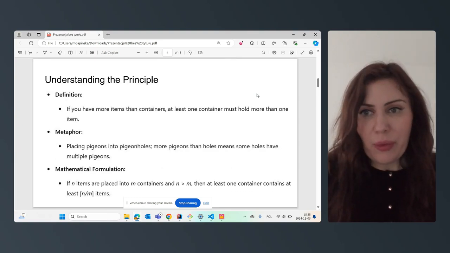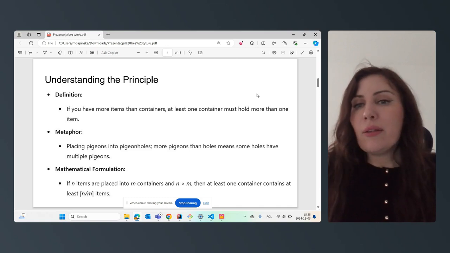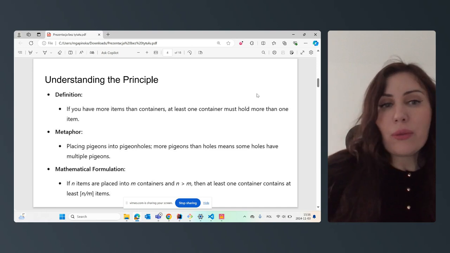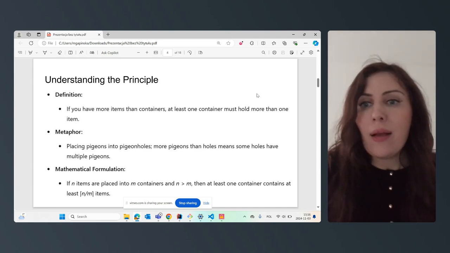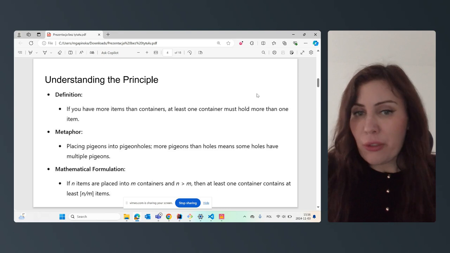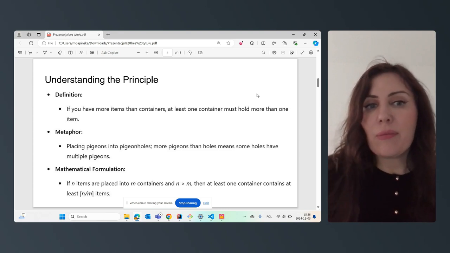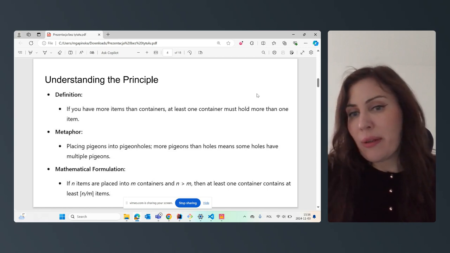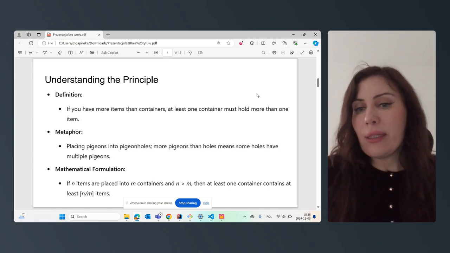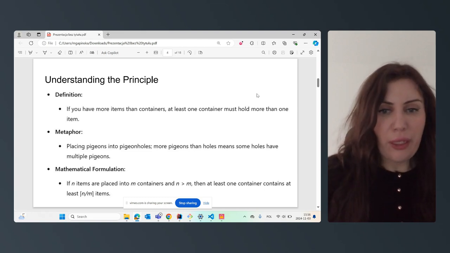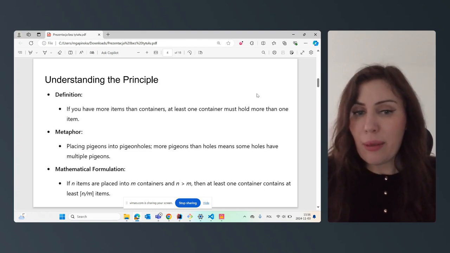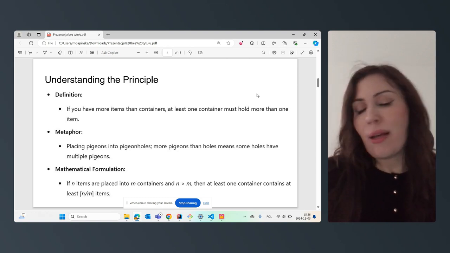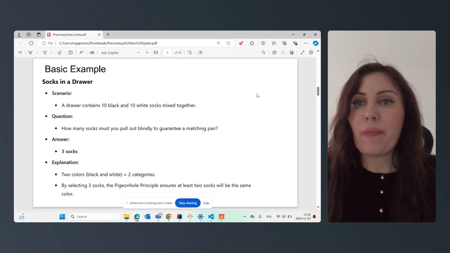Understanding the principle. What is the definition? If you have more items than containers, at least one container must hold more than one item. Metaphor: placing pigeons into pigeonholes. More pigeons than holes means some holes have multiple pigeons. And there is a mathematical formulation of this. If n items are placed into m containers and n is bigger than m, then at least one container contains at least the ceiling of n divided by m items.